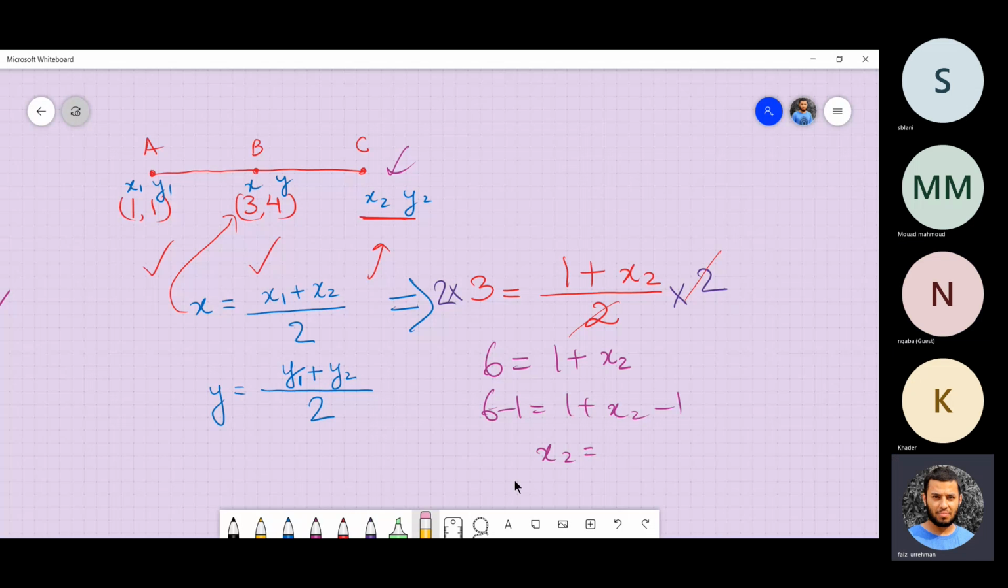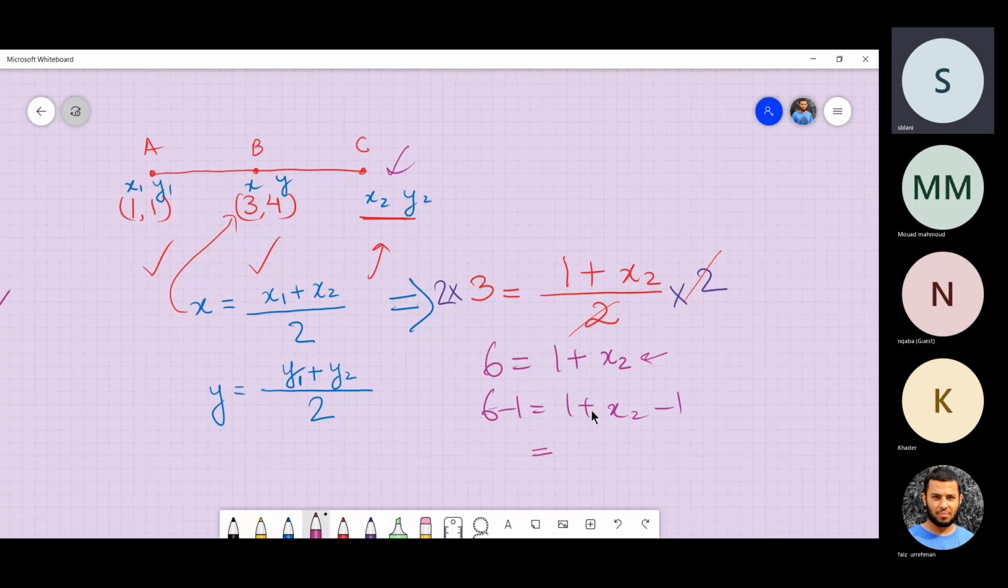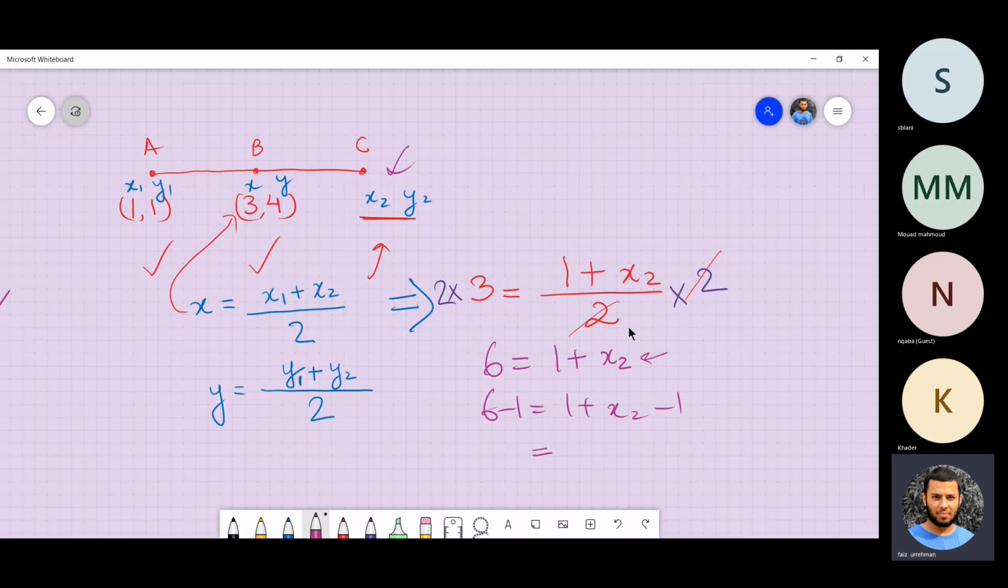You are not understanding. What is this x2? x2 is a variable. You cannot change anything in x2. Keep it as it is. You want to remove 1, so 1 will go in subtraction there. So 6 minus 1 will become 5, which is equal to x2. This is the first answer.